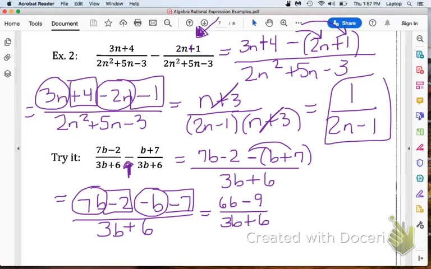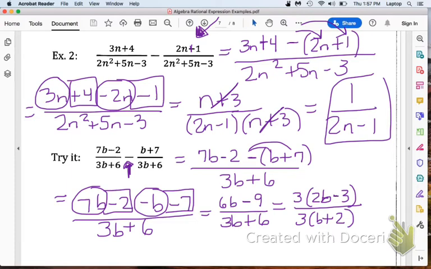So it seems logical that you could factor out a 3 in the numerator and factor out a 3 in the denominator. So if I factor out a 3 from the numerator, it's like 6b divided by 3, right? And I'll be left with 2b minus 3. And in the denominator, if I can factor out a 3, which I can, I'm left with b plus 2.